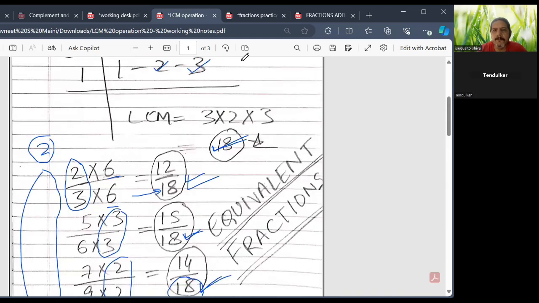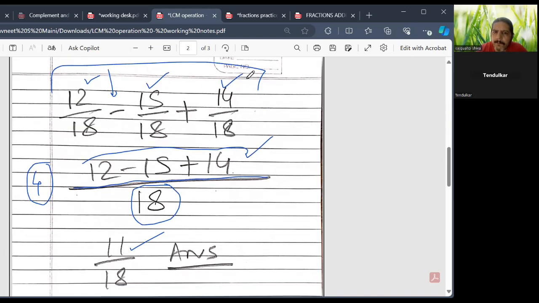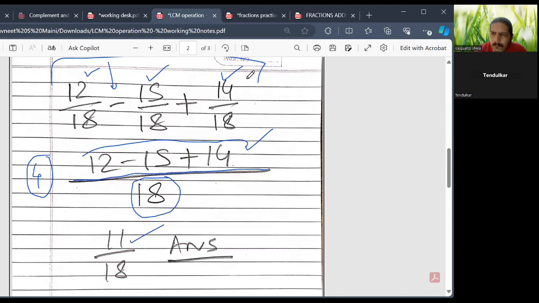Any doubt till here? Wait, but how is 14 minus 15 plus... Any doubt? No. So 12 minus 15 is minus 3. Minus 3 plus 14 would be 11. So 11 by 18 is the final answer.